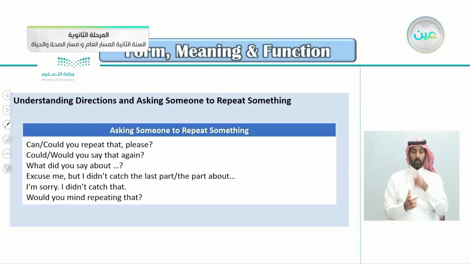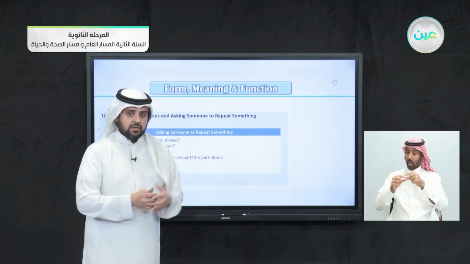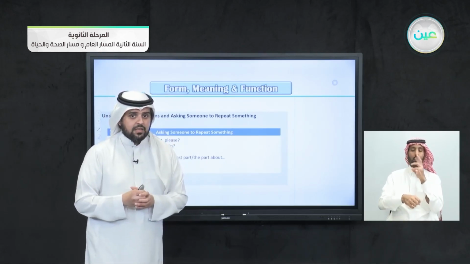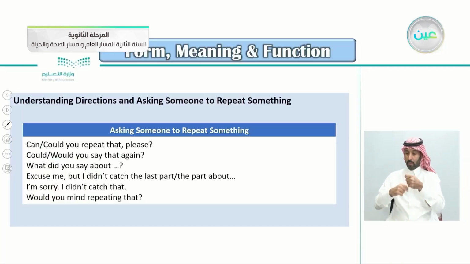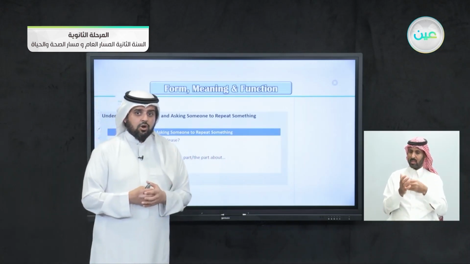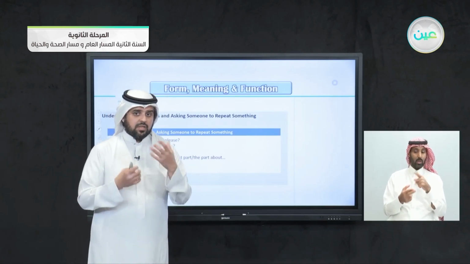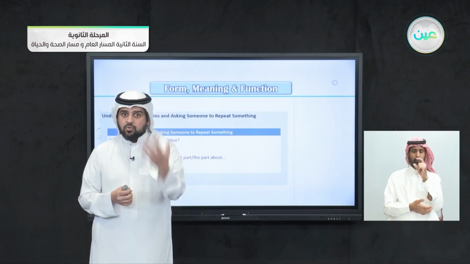Would you or could you say that again? What did you say about the mosque? For example, that the bank is next to the mosque. You can say, what did you say about the mosque? The bank is next to the mosque. For example, excuse me, but I didn't catch the last part, or the part about... You can say, excuse me, I didn't catch the last thing you said. Or you can say, I didn't catch the part about the mosque. Once you started talking about the mosque, I didn't hear you well, and so on.